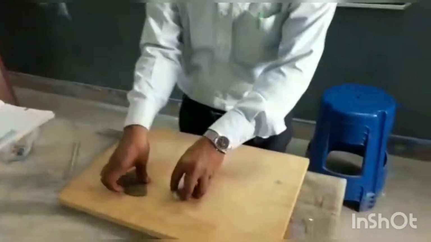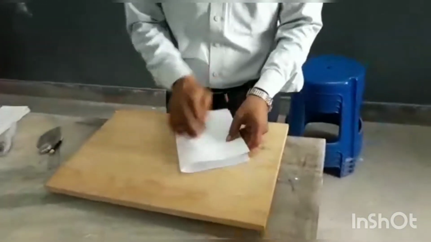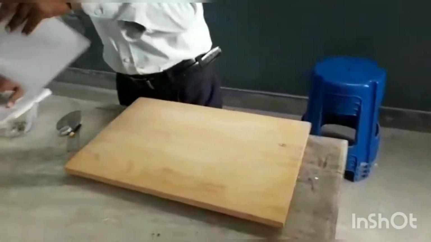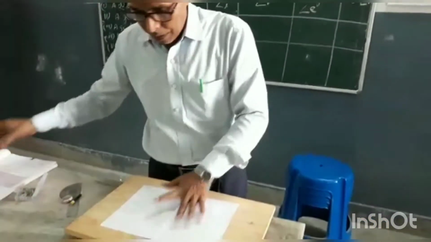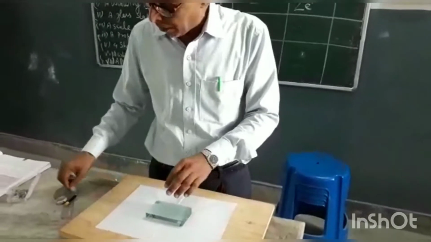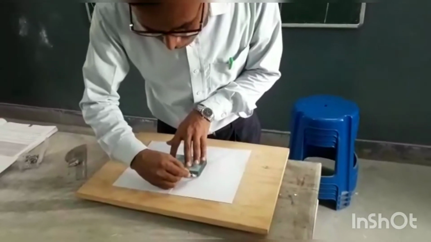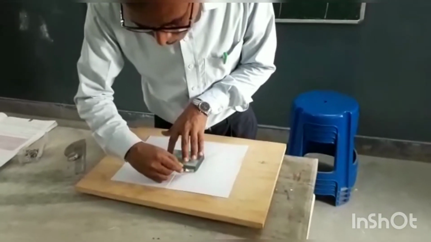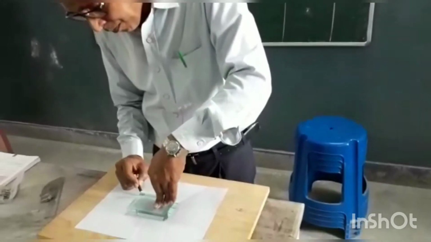Here we see the drawing board, and first we place one white sheet of paper. This is the white sheet of paper. Now we place the rectangular glass slab and draw the boundary line of this glass slab.